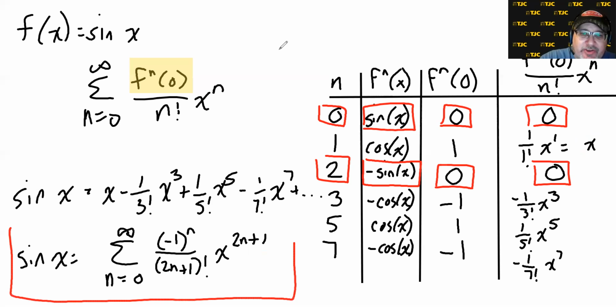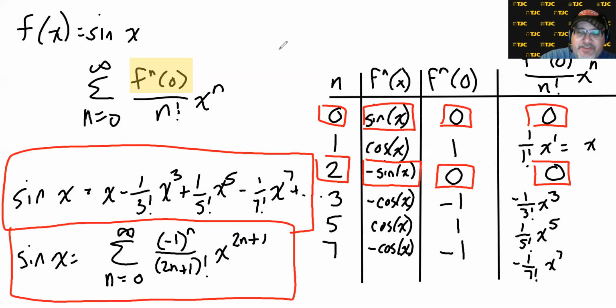This is a series you should memorize. Whether you memorize it in sigma form or just remember it as x minus 1 over 3 factorial x cubed plus 1 over 5 factorial x to the fifth, and so on and so on. So this will be a series you need to know moving forward into other math, engineering, and physics classes. Now, we haven't checked convergence. This should converge for all real numbers.